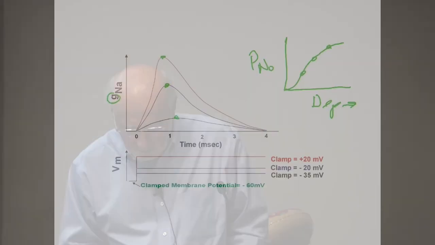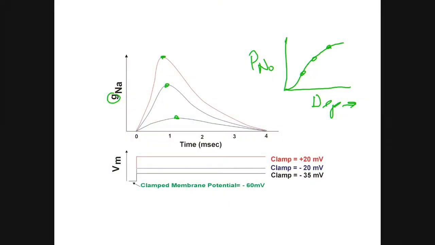But there is, yes, sir. G is for conductance, which is the electrical measure. You can just say that GNa, for convenience, is equal to PNa. The conductance is an electrical measure of permeability. They're not equal, but they're related directly. So this was very nice.